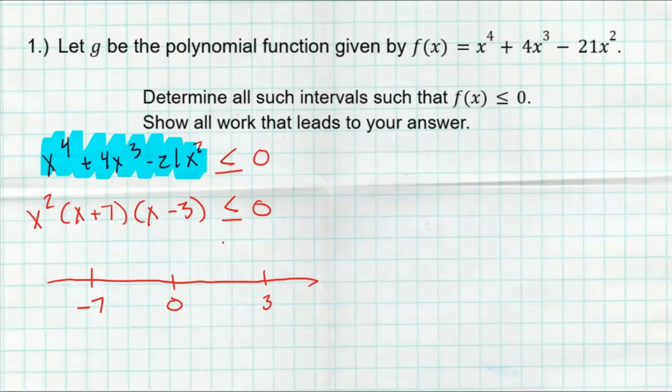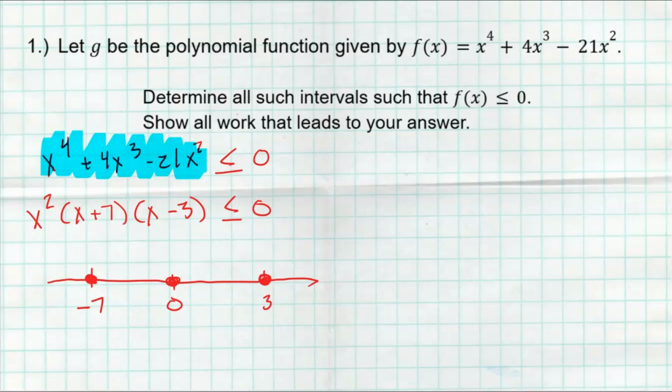Now the first thing I'm going to do is put filled in dots at those values because it says that I am allowed to equal 0. So any of those 3 values would actually be considered solutions to this inequality. Now, there's a couple different things you could do. You could actually test the intervals. You could pick a number below -7 and see what it produces. Does it produce a positive or negative?